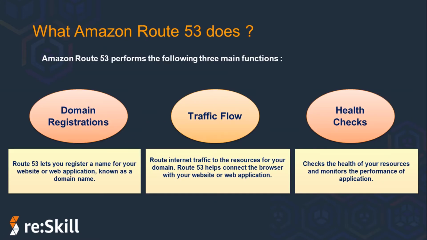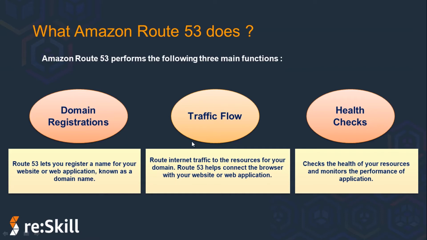So here are a few functions that you can perform with Route 53. These are the main functions that we can perform with Route 53. First is domain registration. Route 53 lets you register a domain name for your website or web application, and you can also use a third-party domain name with Route 53. That is also another option. You can register a domain name from Route 53 itself, or you can get your own domain name and configure it on Route 53.